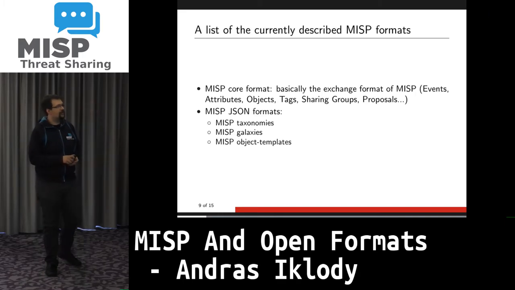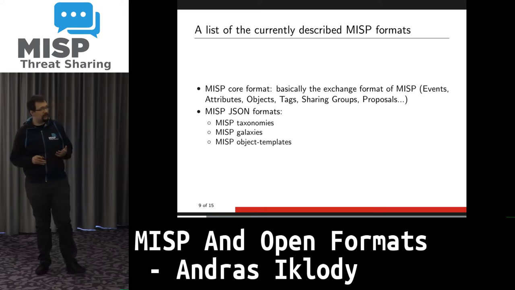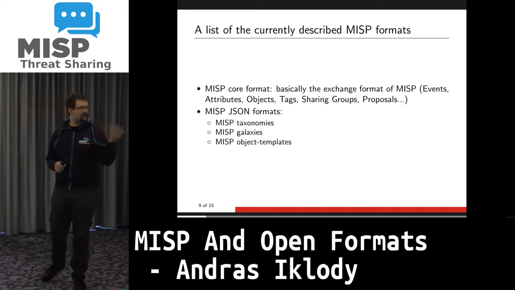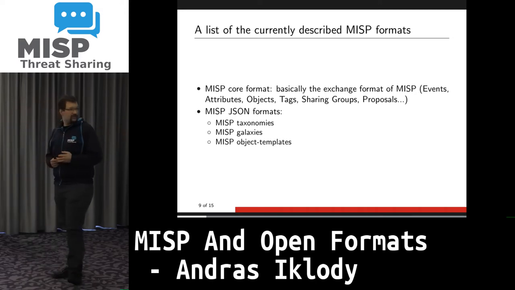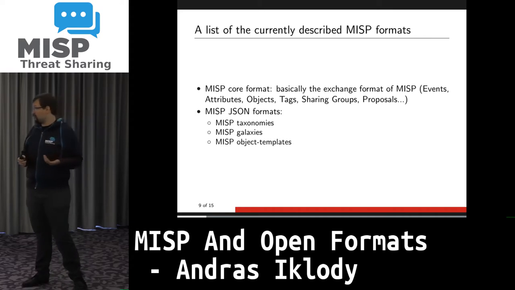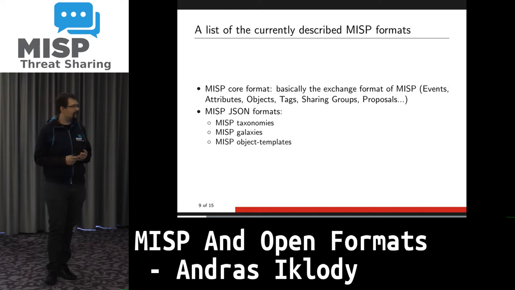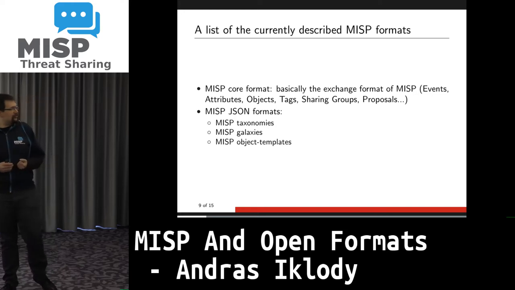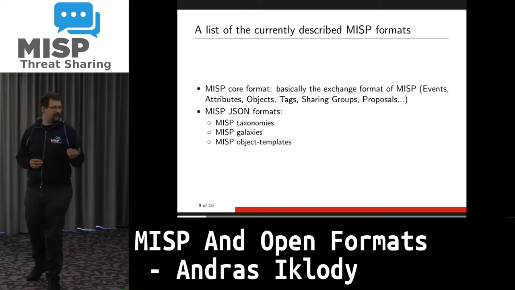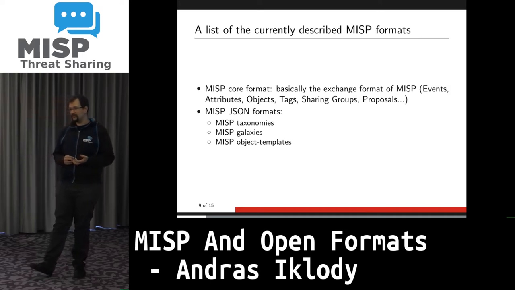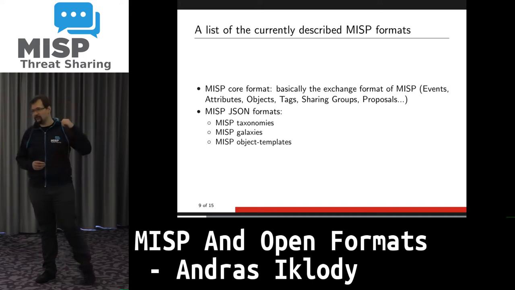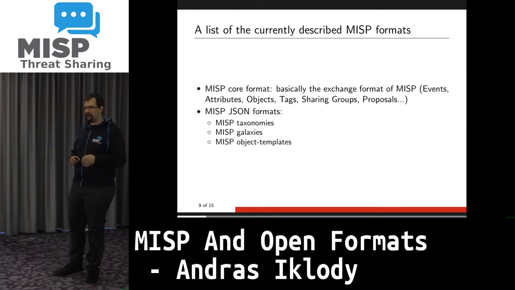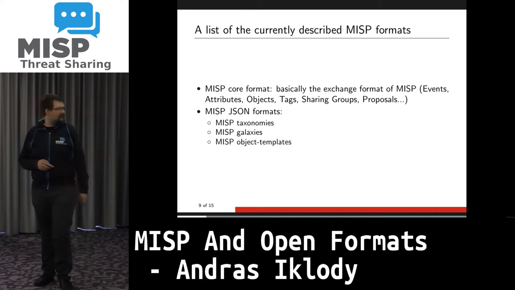So to quickly reiterate what all of these formats are about, the MISP core format is describing what an event, an attribute, objects, tags, sharing groups, and so on actually look like. So if you want to interact with MISP or just build your own tool based on the same format, this is the one that you should be aiming for, the core format. If you want to build something for the support format, and this is probably the part that is used most from a standard perspective, where people build their own galaxies, their own taxonomies, and so on, these are the JSON formats that we describe in those documents.